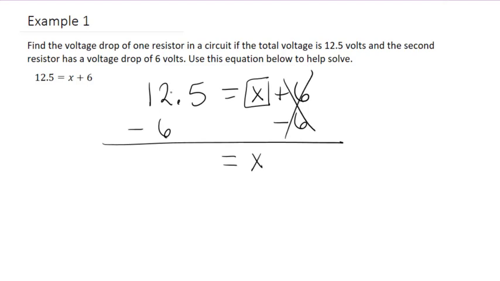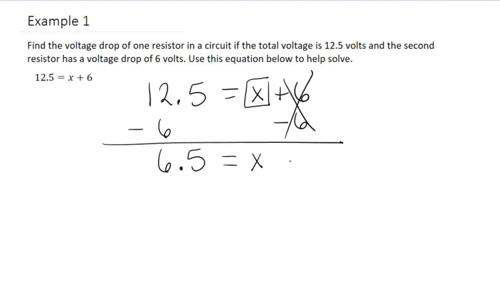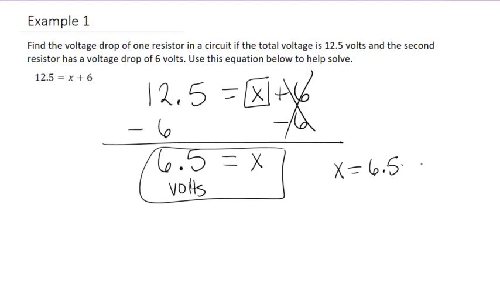So now we have, on the left-hand side of the equal sign, 12.5 minus 6. So we can go ahead and get our calculators out now. So now we have 12.5 minus 6, which is 6.5. And then this is volts for our units. So let's go look at another example.